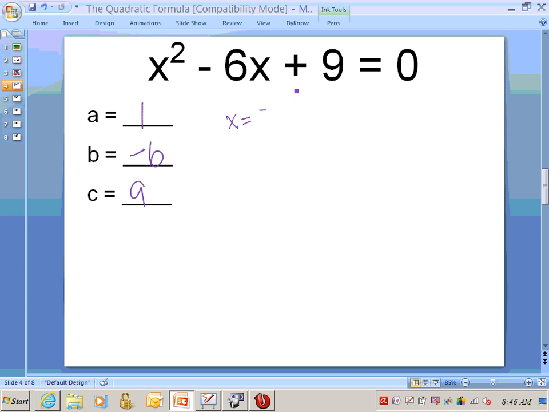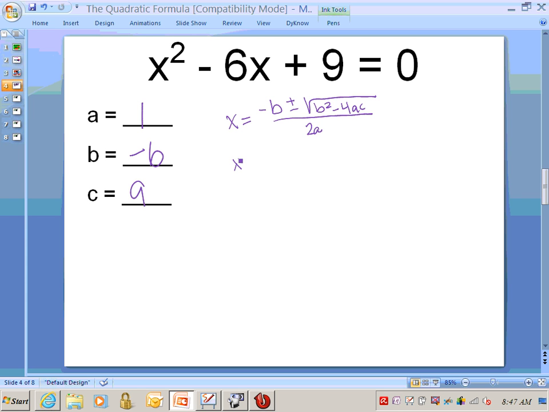Negative B plus or minus the square root of b squared minus 4ac, all over 2a. I want you writing that every time. Every single time I want you to write that. Okay? Because I want to make sure that you're filling it in where it needs to go and you're not leaving numbers off.